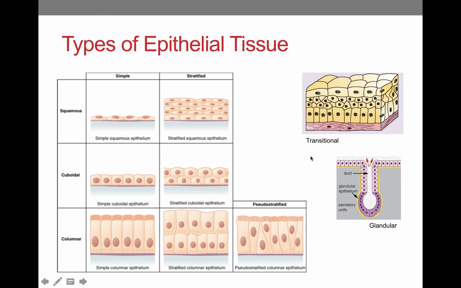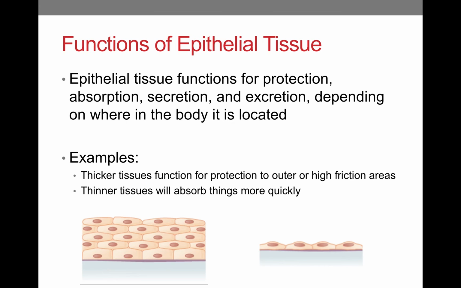You have two other types of epithelial tissue. Transitional epithelium is found in the bladder, and so it's lots of different shapes, and the shape of the tissue depends on whether the bladder is full or it's empty. And then you have glandular epithelium. Glandular epithelium makes up your glands, and it secretes something, either into an organ, into the respiratory or digestive tracts, or out of the body.